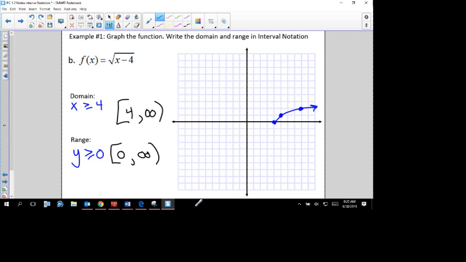Now, if you have questions while I'm doing this, like why did you write that as a bracket, or how did you get 4, stuff like that, please ask, because I can't read your mind. I don't want to find out on the quiz you didn't understand it.